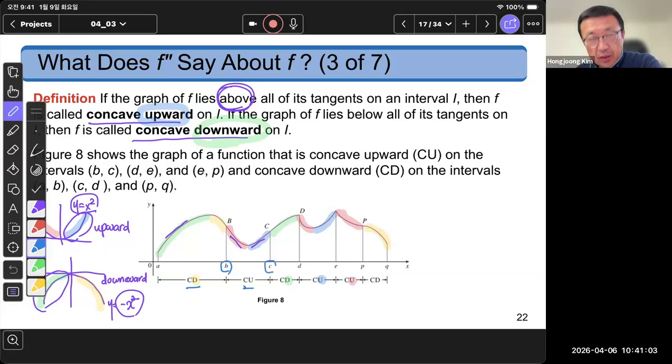Then how about C? To the left, concave upward. To the right, concave downward. So C is another inflection point. And D, to the left, concave downward, and to the right, concave upward. So B, C, D are all inflection points. However, in case of E, to the left, concave upward, to the right, concave upward as well. So E is not an inflection point.